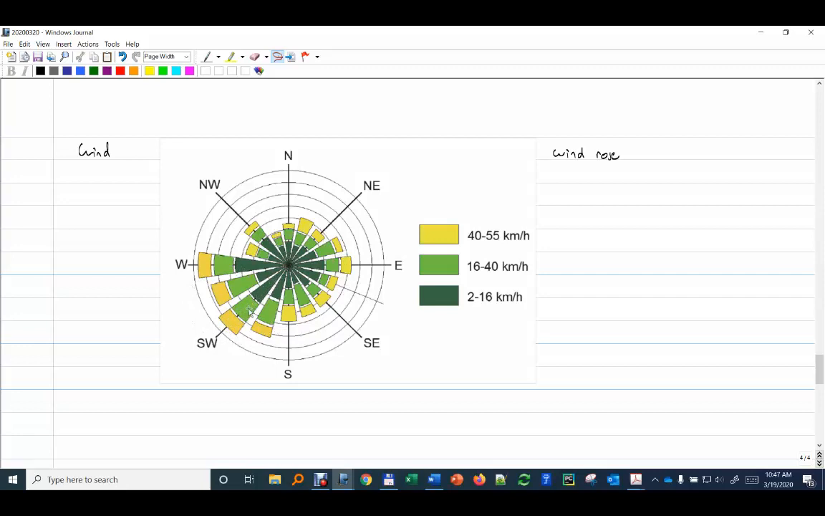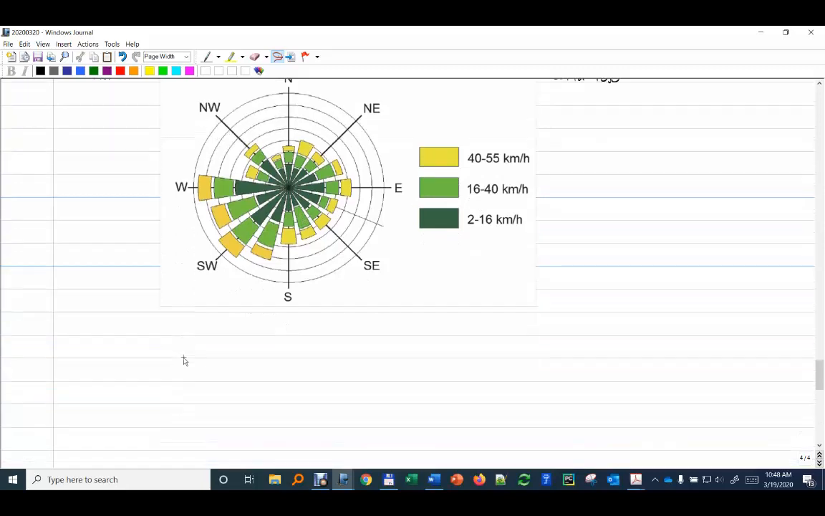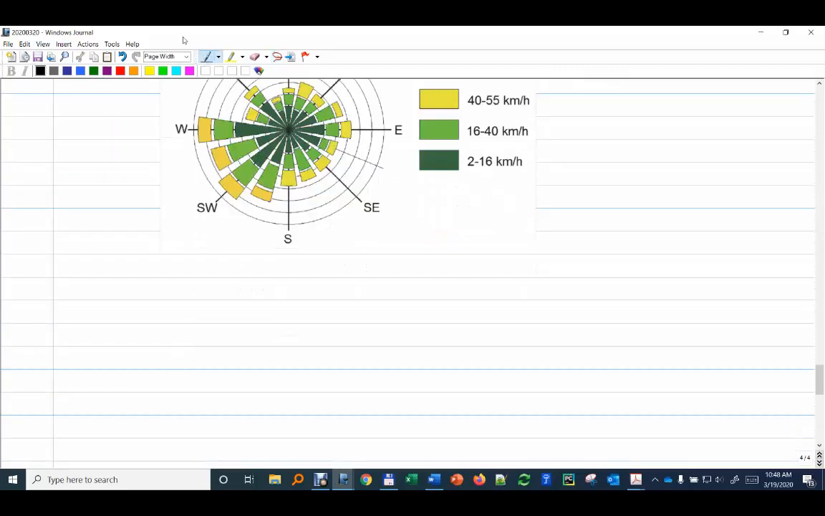For example, from this direction, there is a big part of the wind that is in the range between 2 and 16 kilometers per hour. But you have also some that are between 16 and 40, and then finally 40 and 55. If you go to this direction between south and southeast, then you actually have more winds in the 16 to 40 range. So these are some things that have to be taken into account, especially what I mentioned before about the flare.